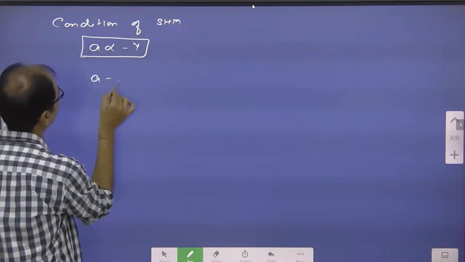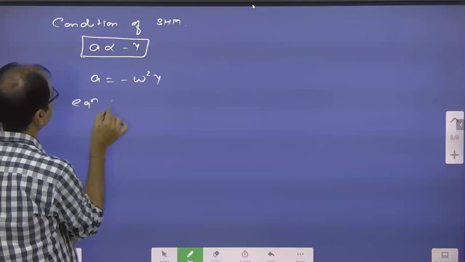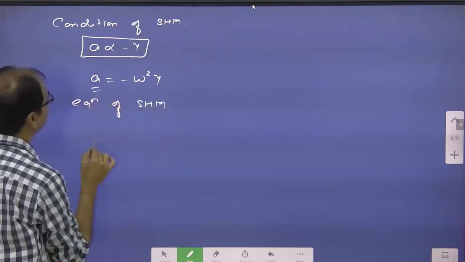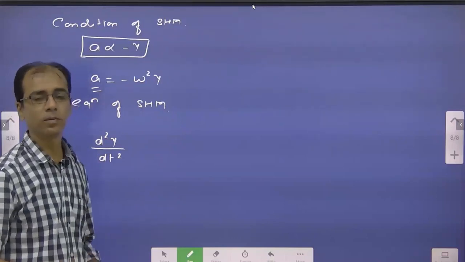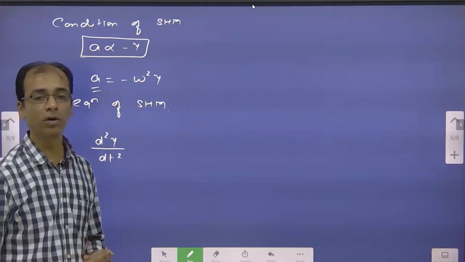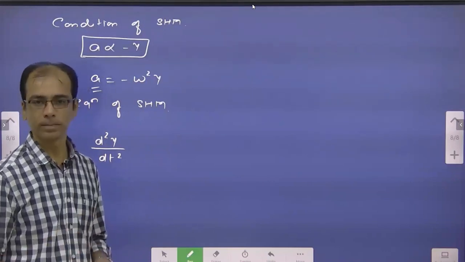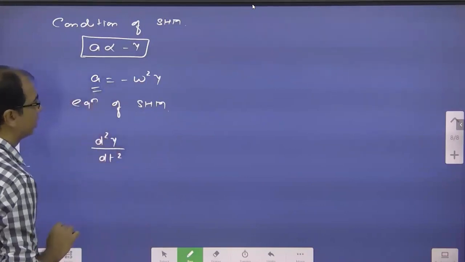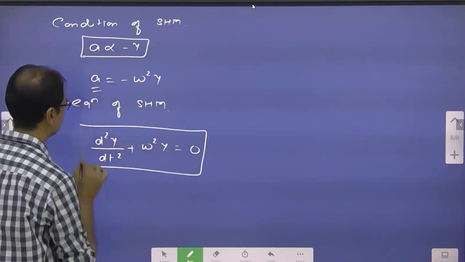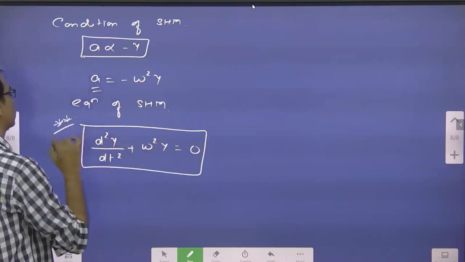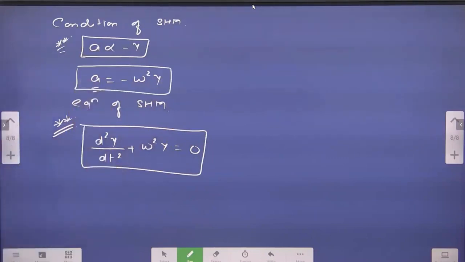We already have got acceleration equal to minus omega square y. So what is the equation of SHM? For acceleration they write d square y by dt square. That means double differentiation of displacement. First, when we differentiated displacement, we got velocity. Then again we differentiated, we got acceleration. So in place of acceleration, we are writing d square y by dt square, and this omega square we will bring over here. This is the equation of SHM. Note that, it's important. And this anyhow is a formula, you know that.